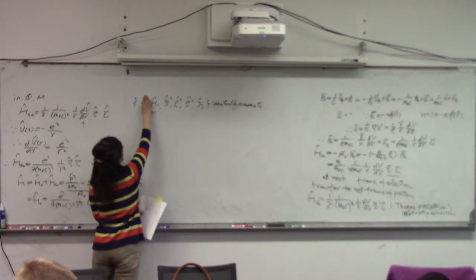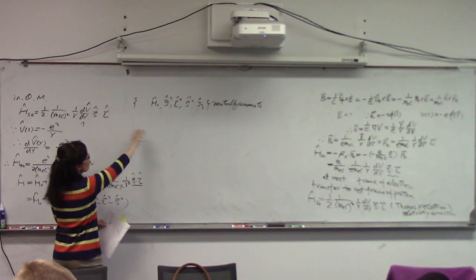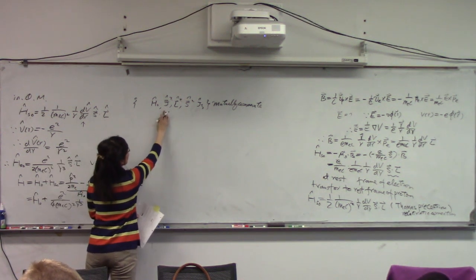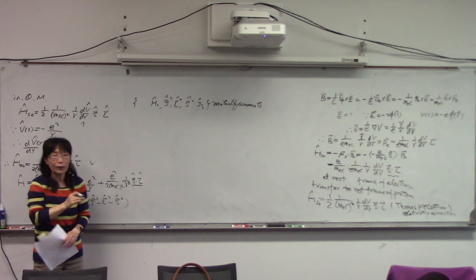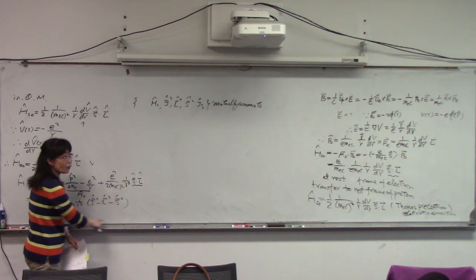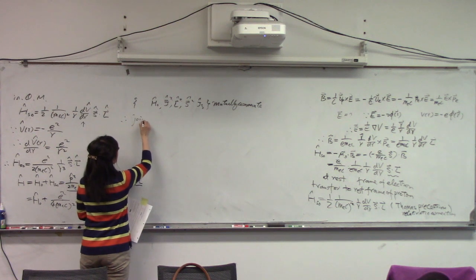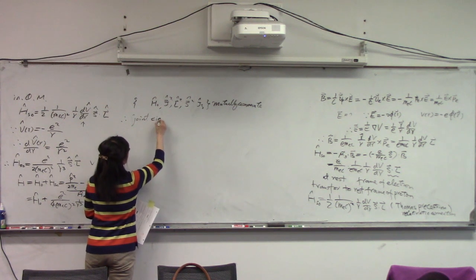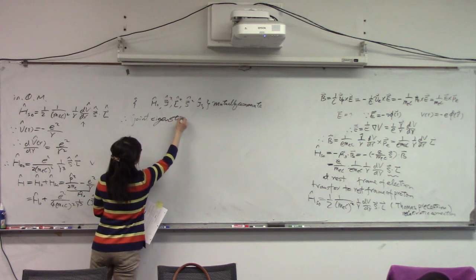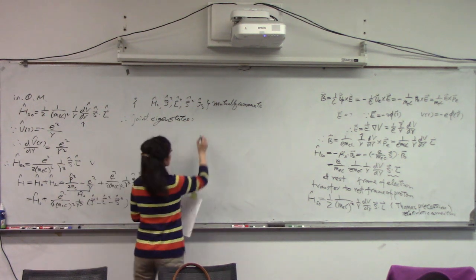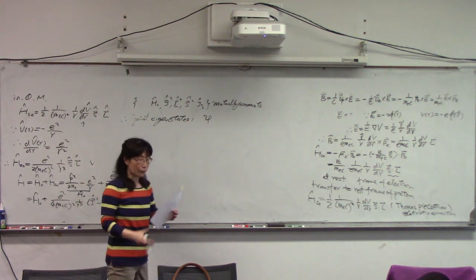Actually, I don't need this one. Not just H naught, because they commute. H naught commutes with this, and they all commute, right? The remaining part, this part, is those. So the joint eigenstates immediately can have the result. Joint eigenstates to be this index.